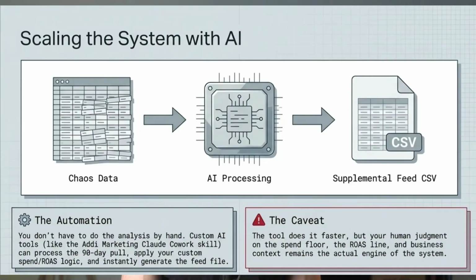Now, full honesty, I don't do all of this by hand every quarter anymore. I've built a Claude Cowork tool that runs this analysis for me and generates that supplemental feed automatically. But I showed you the manual version first on purpose because the tool is just doing these exact same steps faster. The judgment is still the part that matters.